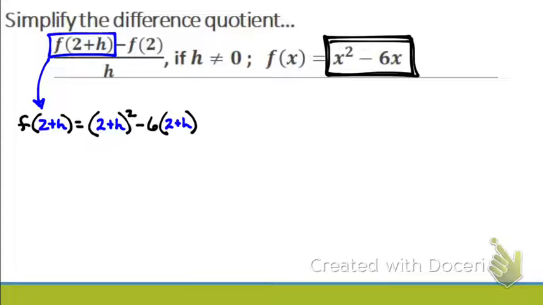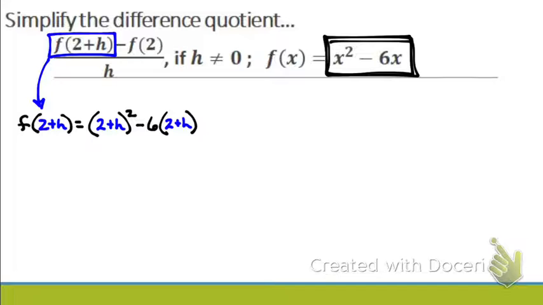This is going to go in my numerator. It's going to be the first thing in my numerator. I'm taking this function rule right here, because this is my function f. They want me to substitute 2 plus h in the place of this x right here. So I've done it here, and I've done it here.